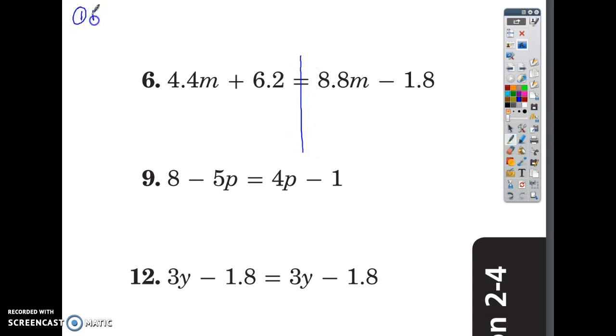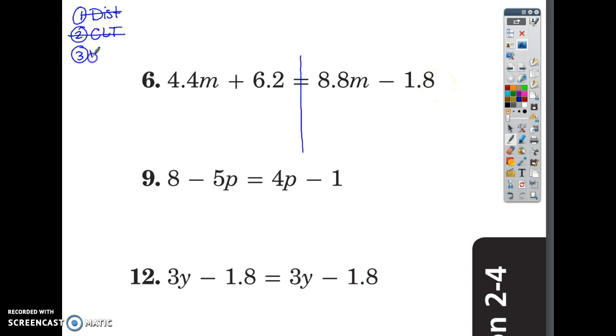Step number 1, is there anything for me to distribute? No, I don't see any parentheses, so we're going to skip that step. Step number 2 is combine like terms. So that means we're looking at the left side. Does anything look alike? No. This one has an M, this one doesn't, so we don't combine. On the right side, same thing. This one has an M, this one doesn't, so you don't combine. So we're going to skip that step.